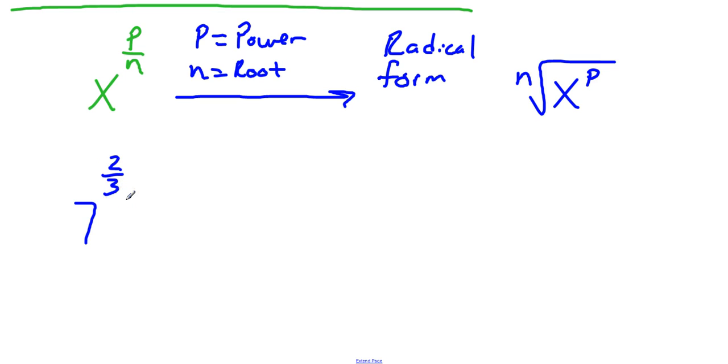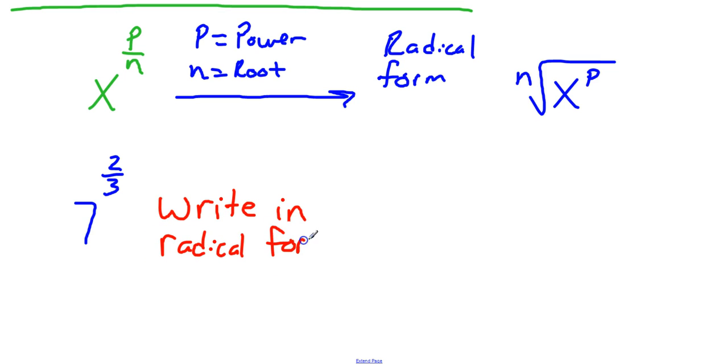So if you had 7 to the 2/3 power, they're going to ask you just to rewrite it in radical form. So you've got the 2 that would go on the outside. Sorry, 3 that would go on the outside. And then your 2 would go on the inside.